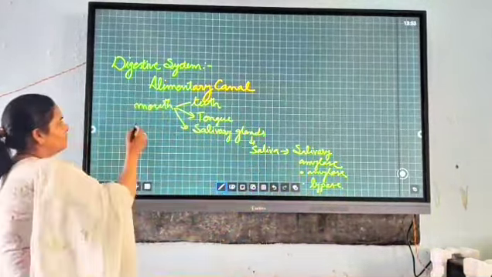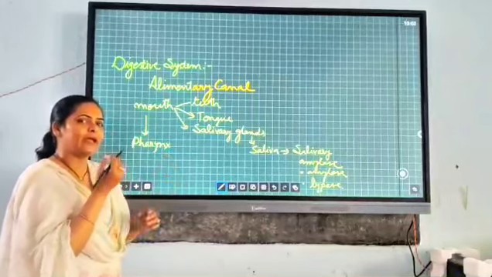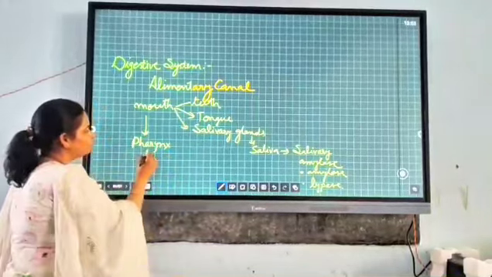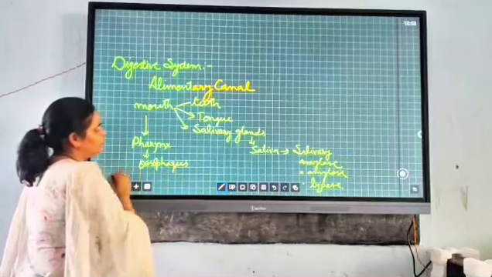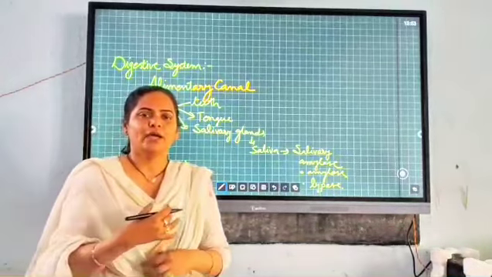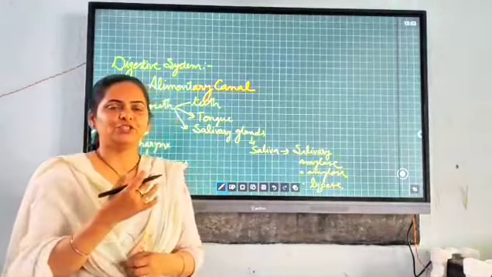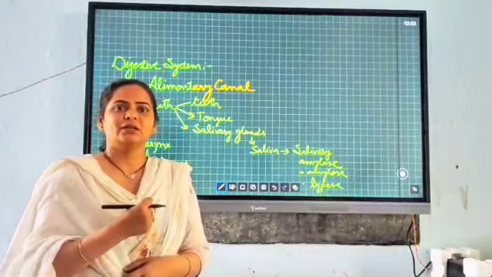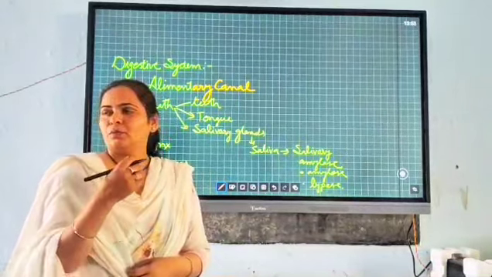The mouth opens into a common passage that is known as the pharynx. When we swallow the food, at that time the epiglottis covers the windpipe and we swallow the food. And then food moves into the pipe-like structure which is known as the esophagus. The esophagus is a long tube in which some muscular movements take place. These movements are known as peristaltic movements. Peristaltic movements push the food to the stomach.